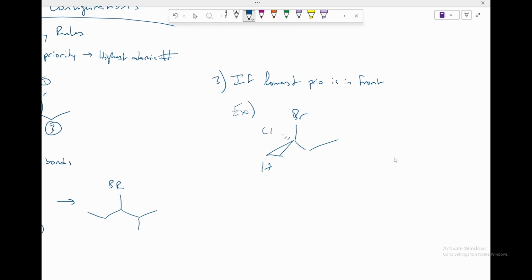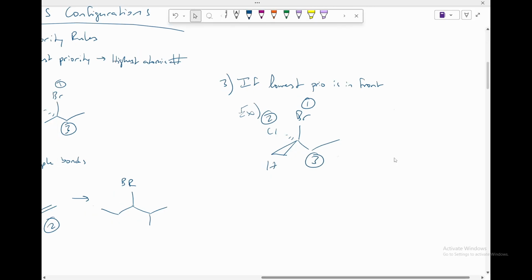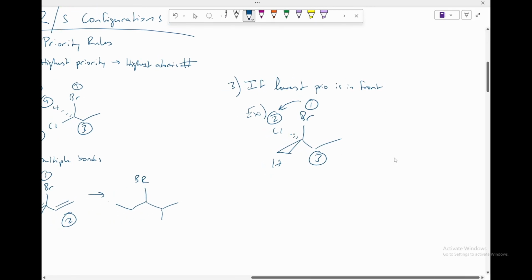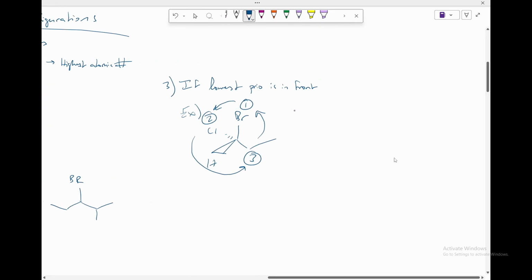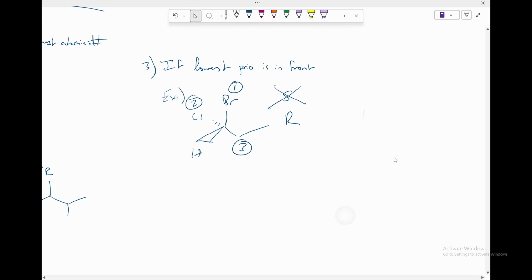So if this hydrogen is in front, I can just assign like so to 3. Let's trace an arc. 1 to 2, 2 to 3, 3 to 1. This is actually S for left, but no, this hydrogen is in front. It's actually R because a hydrogen is in front. So again, just to sum it up, if the lowest priority is in the front, I can assign like so, but then my configuration has to be swapped at the end, right?